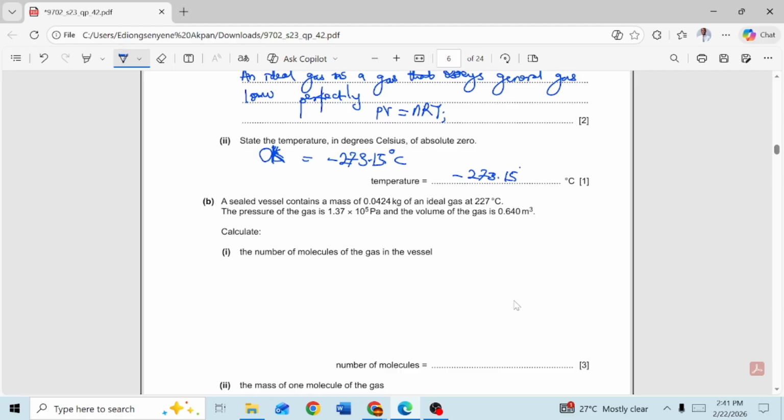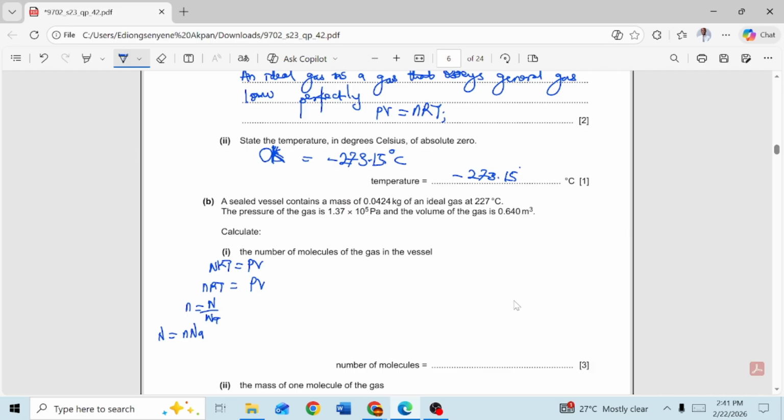Here we are asked to find the number of molecules. We can use two kinds of formula. Either we use NkT equal to pV, or we use nRT equal to pV. Later we put n to be N over NA, meaning N will be equal to nNA.